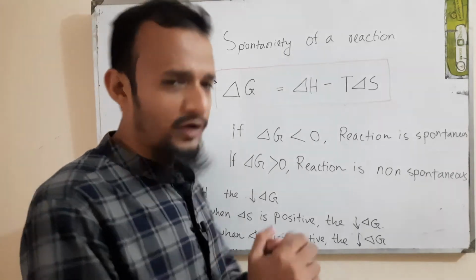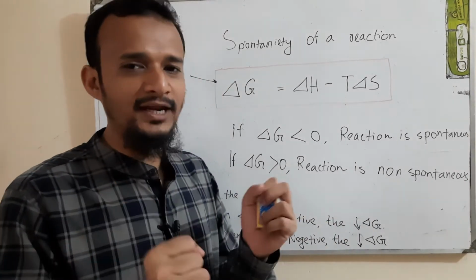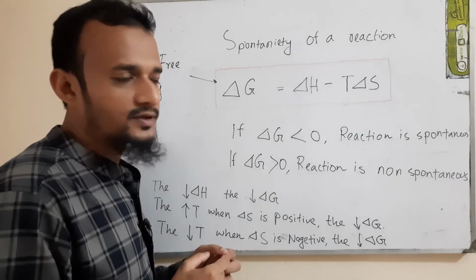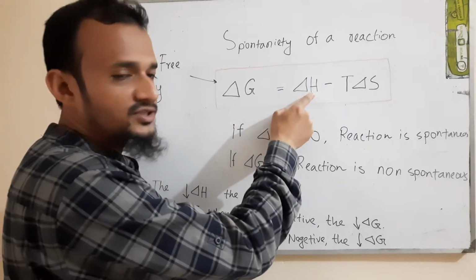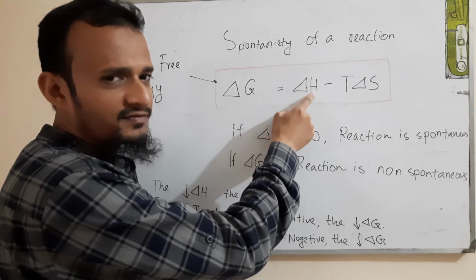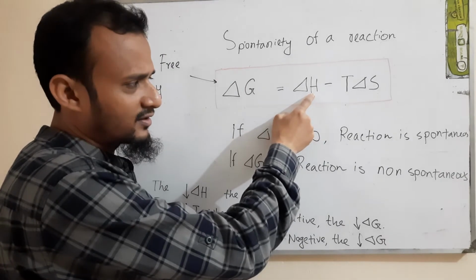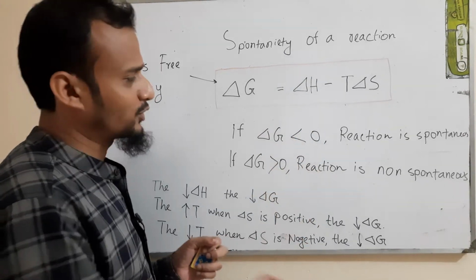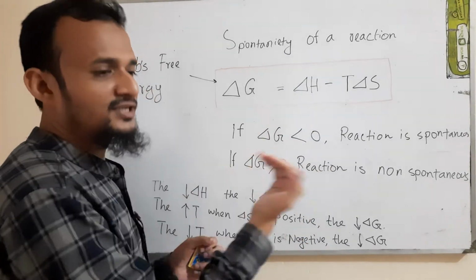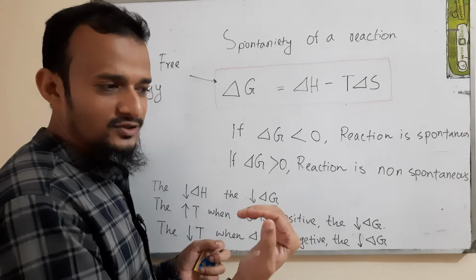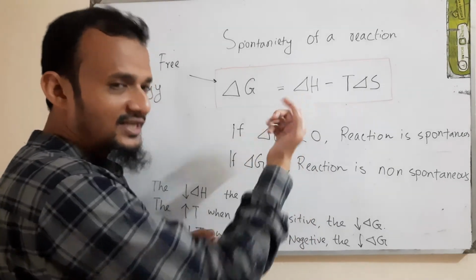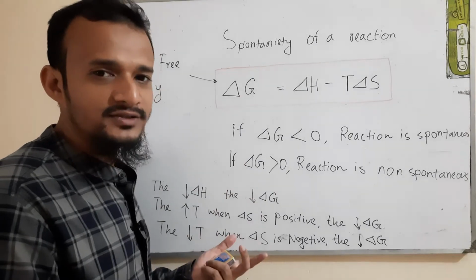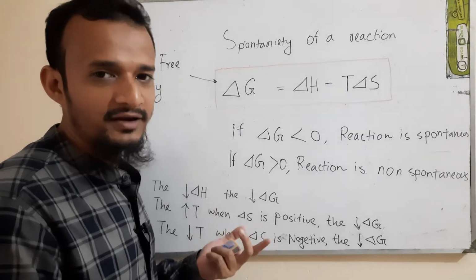Now, forget about chemistry. Let's look at mathematics. How can you make ΔG negative? If the value of ΔH is negative, if the value of ΔH decreases, the ΔG decreases. So, if you decrease ΔH, the spontaneity of the reaction will increase because ΔG becomes more negative.